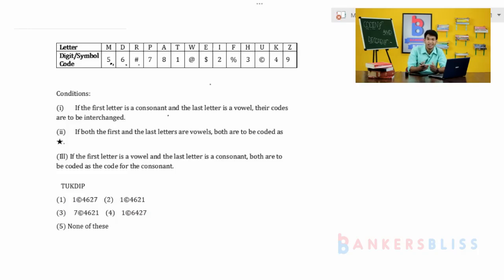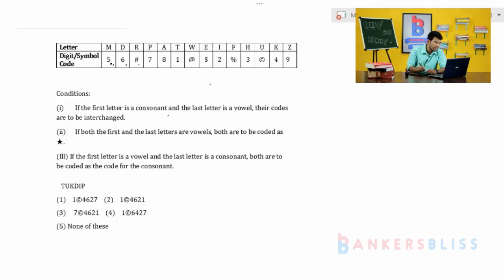Then look at the conditions, guys. When we have the direct form of coding and decoding, the first step, look here, is to read the conditions first. If you have a clear concept relating to the conditions, then solving direct coding and decoding problems is easy. I am telling you guys, it is very easy. Then look at the conditions.